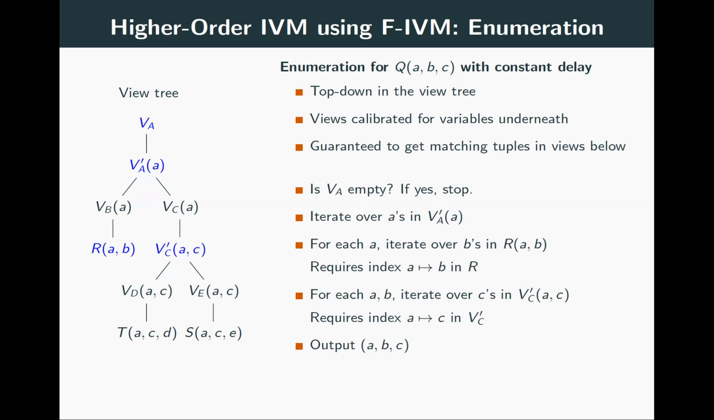So we do it as you would expect. We look at VA: is it empty? If yes, we stop. Otherwise, we start iterating the A's at the view below. And for each A, what do we do? We look up into this. We need this sort of index for each A to have access to the B's. And from this one, we look here. For each A, we need access to the C's.